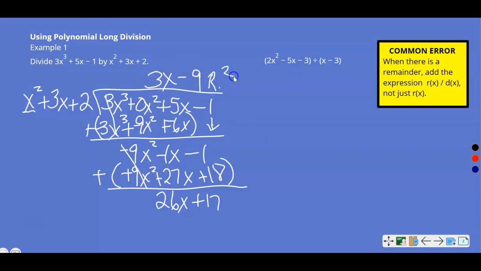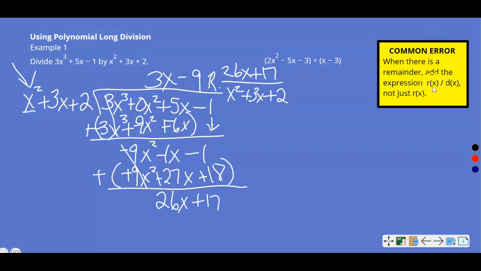is going to be 26x plus 17, and it's going to be over this right here. So x squared plus 3x plus 2 is the remainder. And you can see it says common error when there is a remainder.